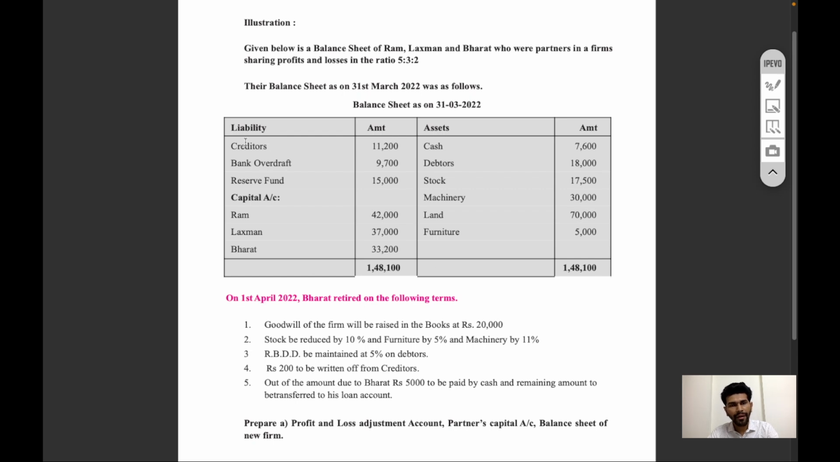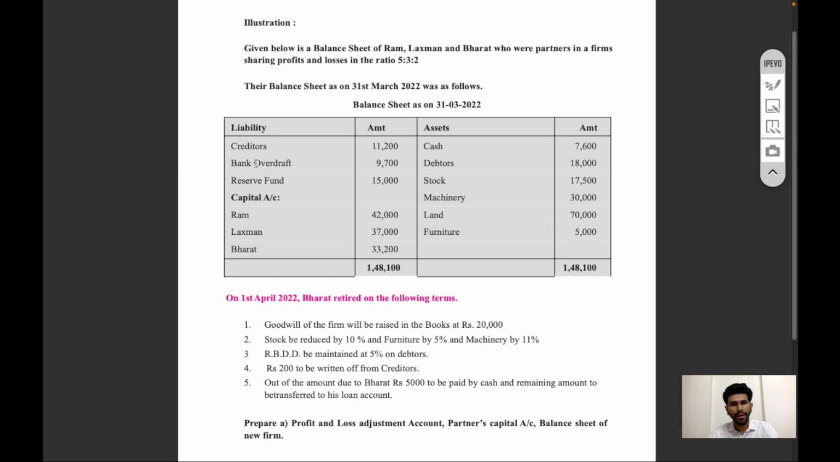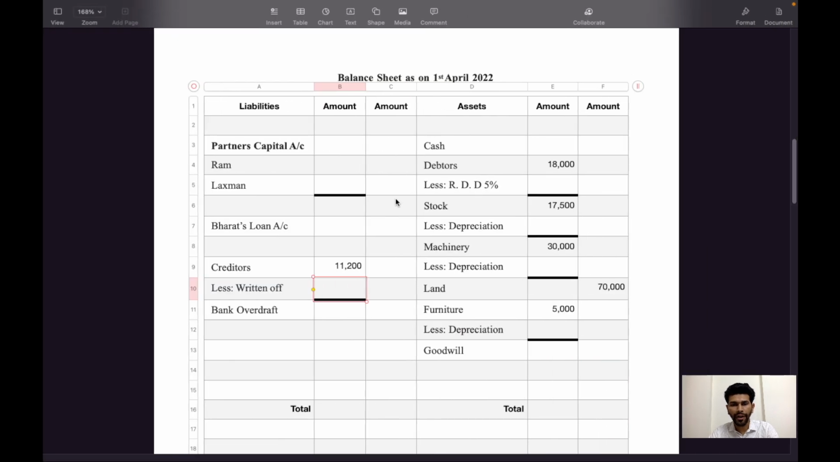On the liability side, creditors is given 11,200. It is normal practice to write partners' capital account first on the liability side for better presentation, and later on we will write all other types of liabilities. Bank overdraft 9,700. We don't have any adjustment for bank overdraft, so we will record in the outer column.